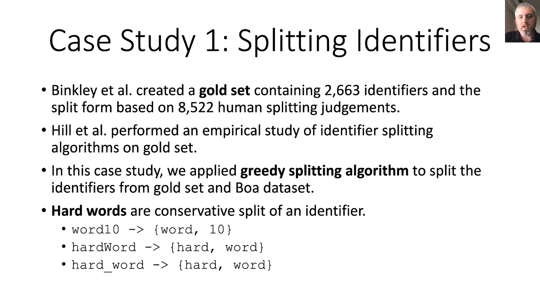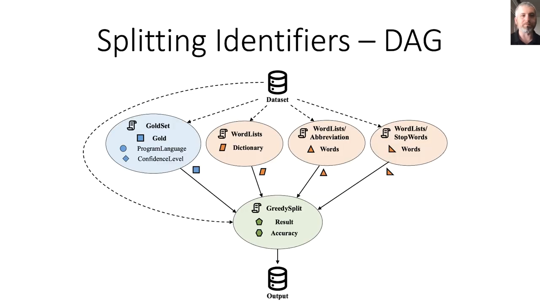Binkley created a gold set, and this gold set contained over 2,000 identifiers and their split forms based on over 8,000 human judgments. And later, Hill performed an empirical study using identifier splitting algorithms on that gold set. So what we did was use the greedy splitting algorithm to split all the identifiers found from the gold set, and we also ran the algorithm on Boa's data set as well. Splitting here would be things like taking word10 and getting word in 10, or hardWord, getting hard and word, and so on.